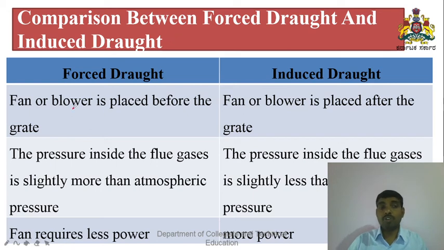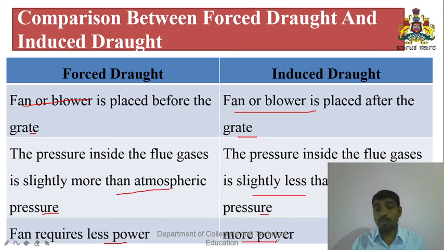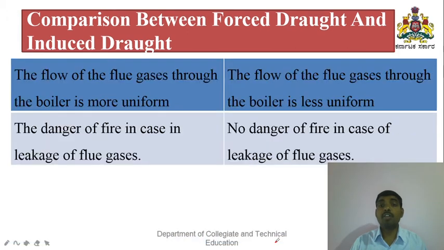So here in forced draught, the fan or blower is placed before the grate. Here in induced draught, the fan or blower is placed after the grate. In forced draught, the pressure inside the flue gas is slightly more than atmospheric pressure. By using induced draught, it will be slightly less than atmospheric pressure, almost negative pressure. So the forced draught fan requires less power, but here more power is required because the fan pushes, but here the fan extracts. For that purpose, the power required for the induced fan is more.